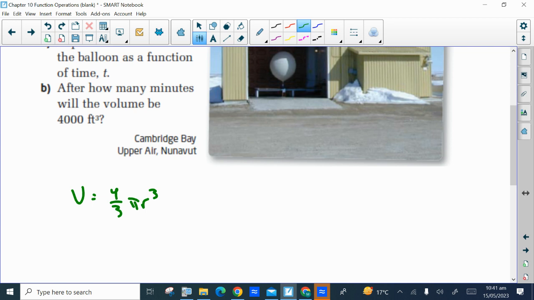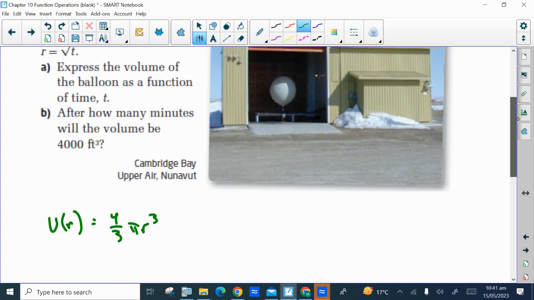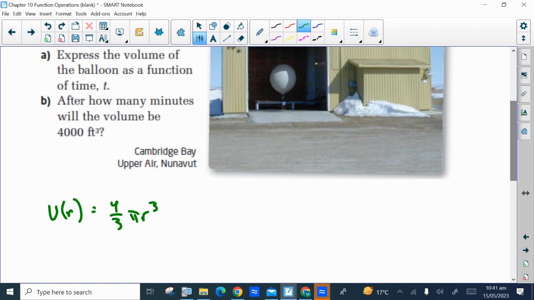That's the formula for volume, but that is the formula for volume in terms of r. So if we were using function notation, we would say v at r, the volume as a function of r, the radius. But we want to write the equation as a function of time. So to do that, we are told that r equals the root of t. So what we would do is we would find v at r at t. We would embed r into v.